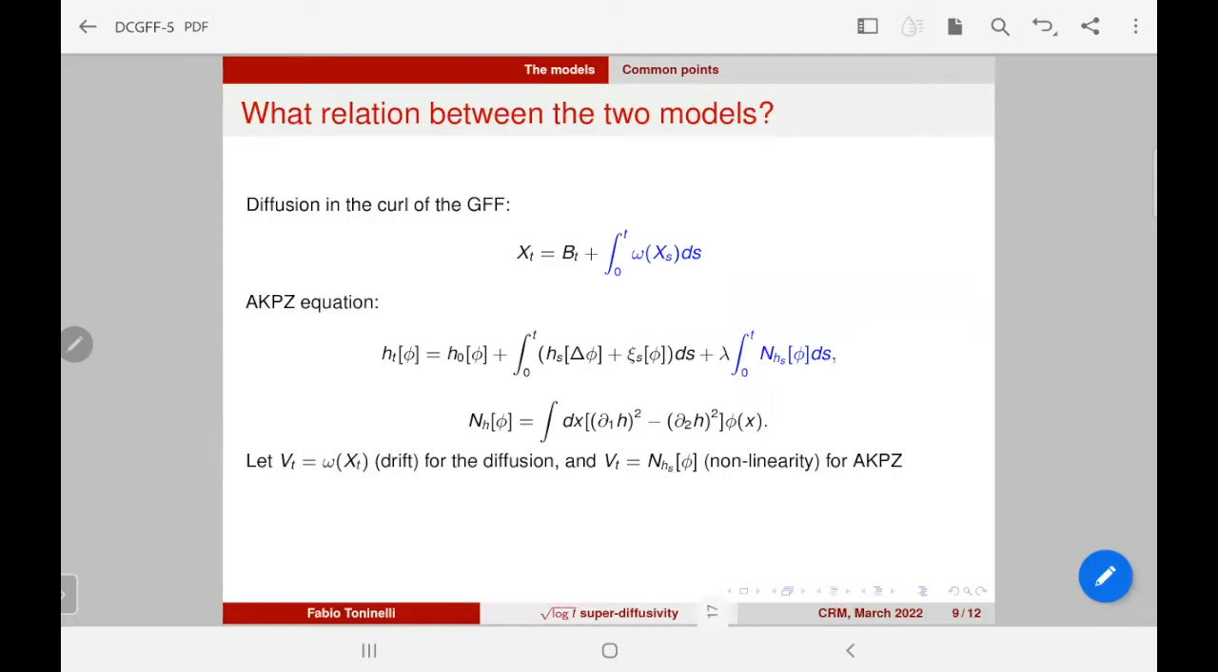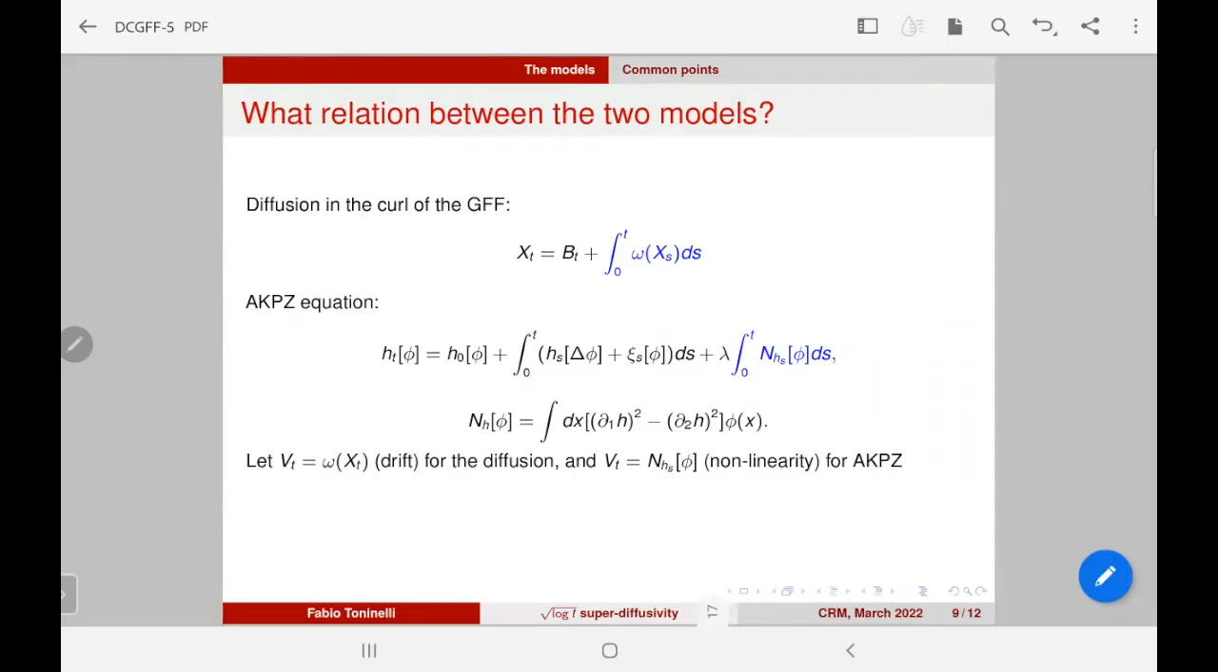Of course, you can integrate in time the equation. So you integrate from time 0 to time t, you get the position at time t is B_t plus the integral from 0 to t of the driving field omega of X_s ds. Okay. You can do something similar for the anisotropic KPZ equation. You integrate in time and you get that H_t of phi equals the same thing at time 0 plus the integral from 0 to t of the linear part of the equation, plus lambda times the integral from 0 to t of the nonlinear part of the equation. Okay, no big deal.